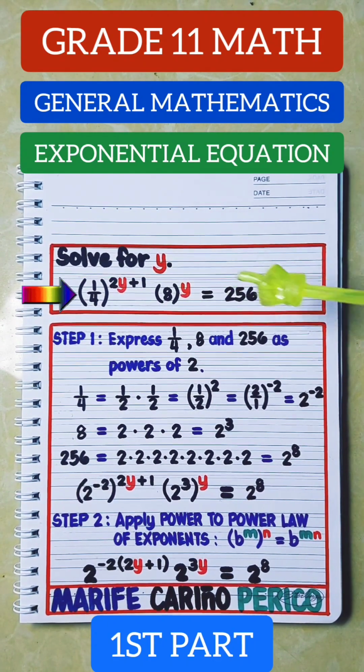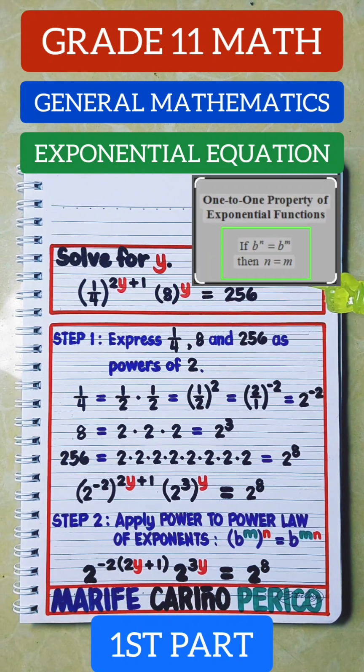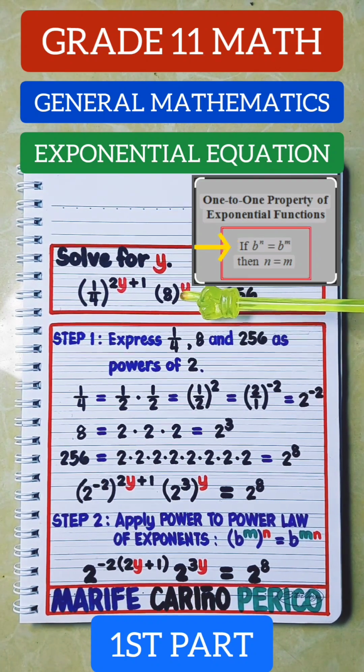Let's solve for y in this given exponential equation. To be able to solve for y, which is an exponent, let's transform this given exponential equation into its equivalent form, wherein both sides are single exponential expressions with like bases.